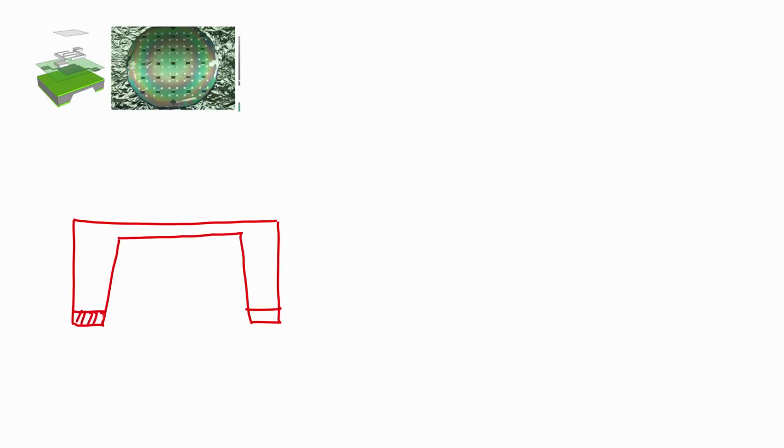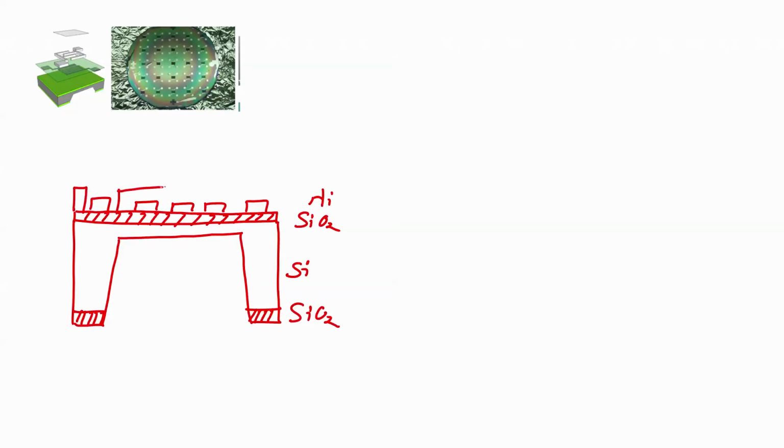This is the last step, right, this is the last step. So, we have SiO2, Si, SiO2, we have nickel, SiO2, then we have interdigitated electrodes.